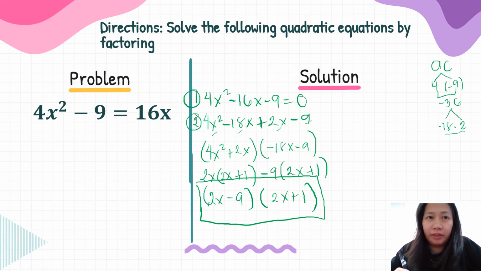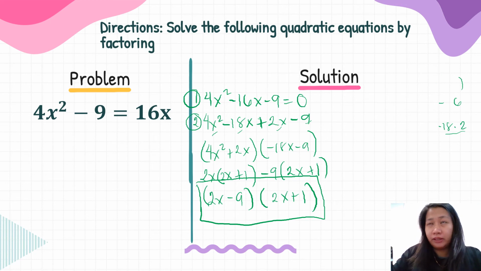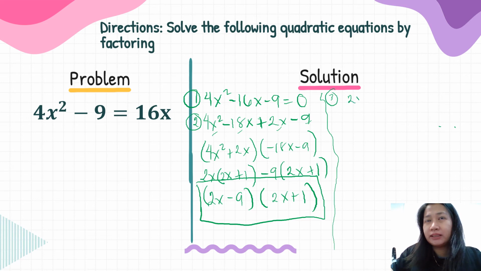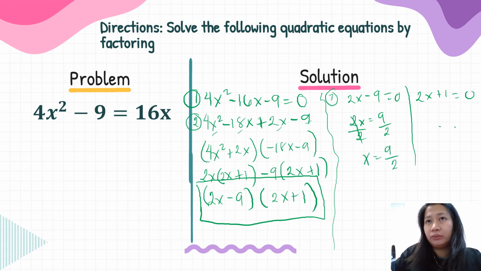Now, let's proceed to step number 3. Wait lang, pupurahin ko lang to para may space tayo. And step number 3 is applying the zero product property. Equate lang natin siya sa 0. So, 2x minus 9 equals 0 and 2x plus 1 equals 0. So, lipat sa kabila, 2x equals 9, positive na, divide by 2, x now is equal to 9 over 2. Huwag pong i-mixed number yan, ha? Hayaan lang po siyang improper fraction.